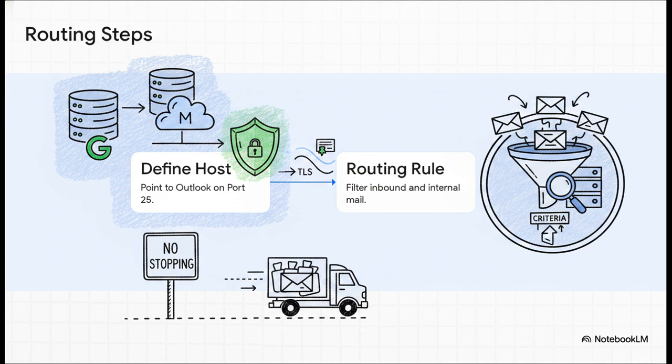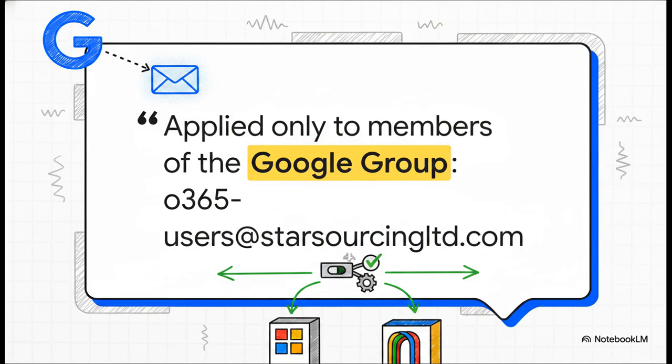Then, step 2 is creating the actual routing rule. We set up a filter that scans inbound and internal envelopes to see if they match our precise criteria for routing. And what exactly is that criteria? Well, it all hinges on one very specific email address, o365users@starsourcingltd.com. This Google group acts as the ultimate floor supervisor for our mailroom. Any user you add to this group automatically triggers the entire diversion logic.